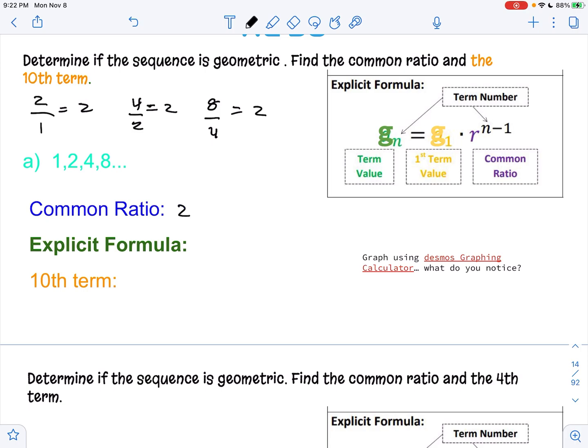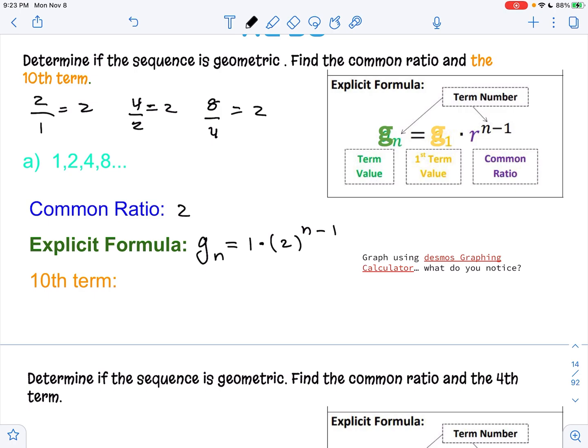Now the explicit formula, we need the first term. First term is a1, right? We're always going to call it g of n, and it's going to equal the first term, which is 1 in this case. That's the first term, times the common ratio, which we just found is 2, and we're going to raise it to the n minus 1 power. And that is our explicit formula.